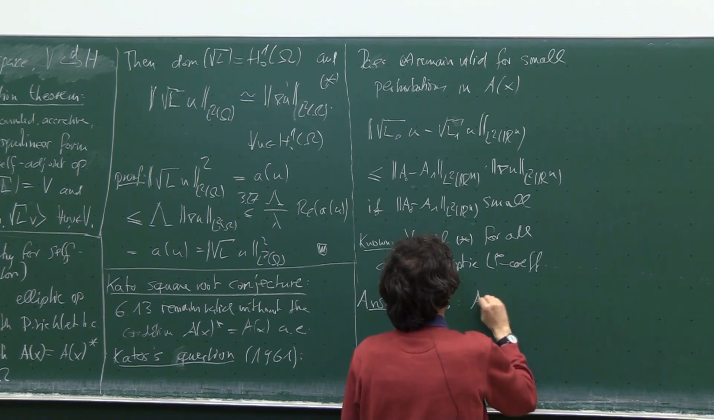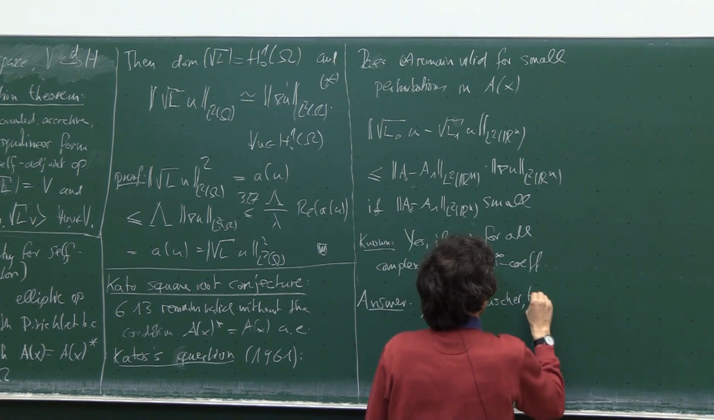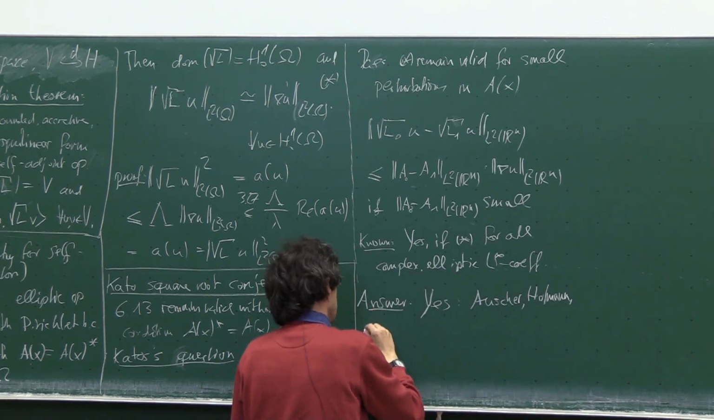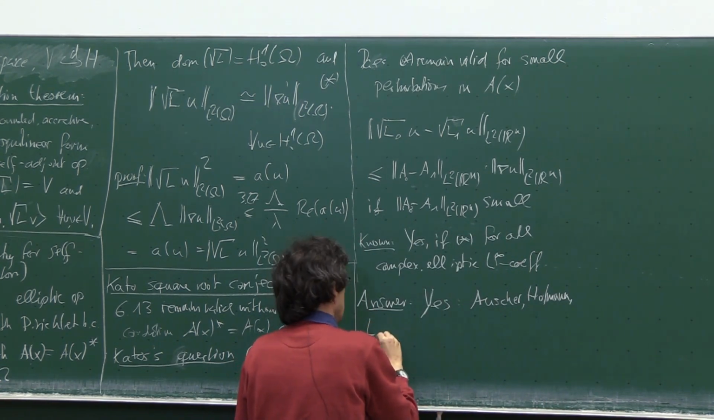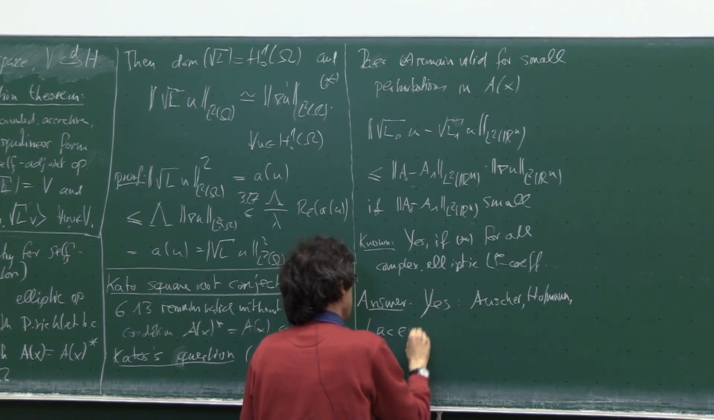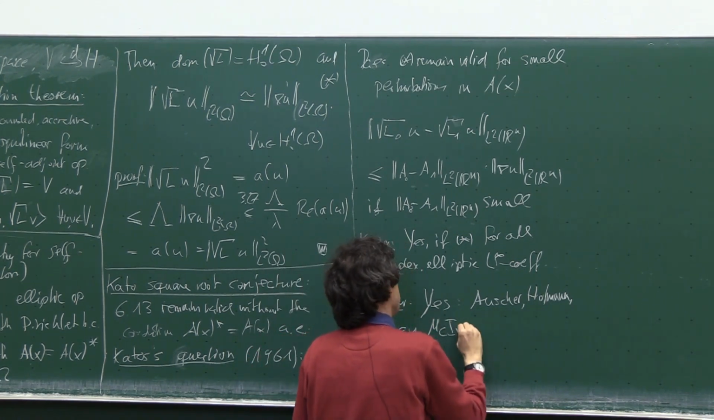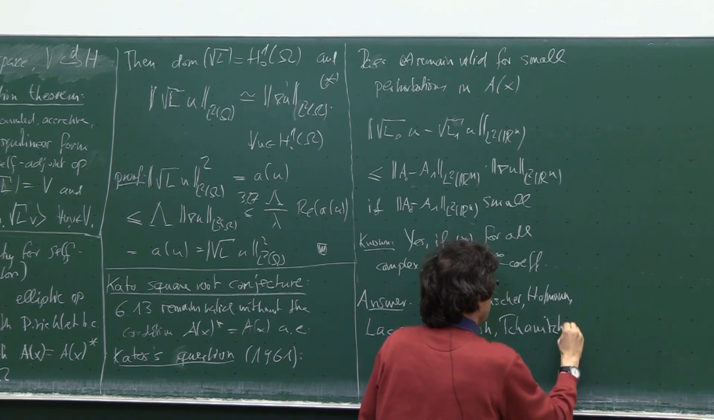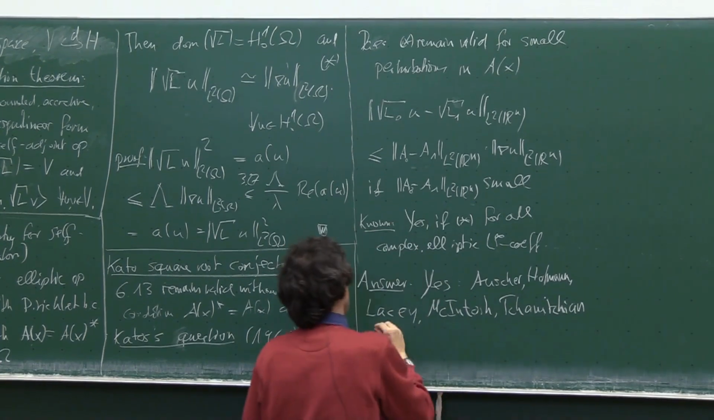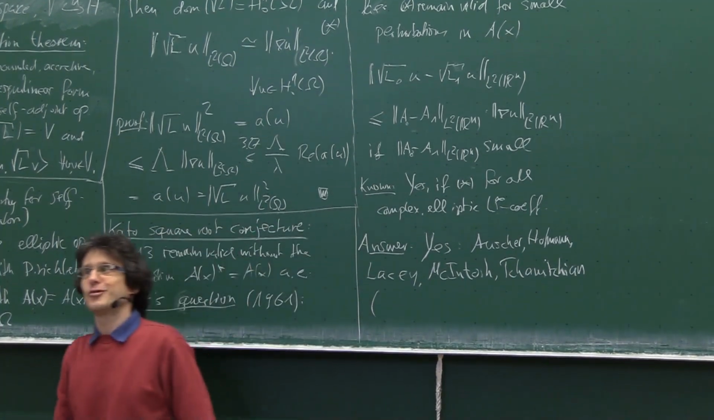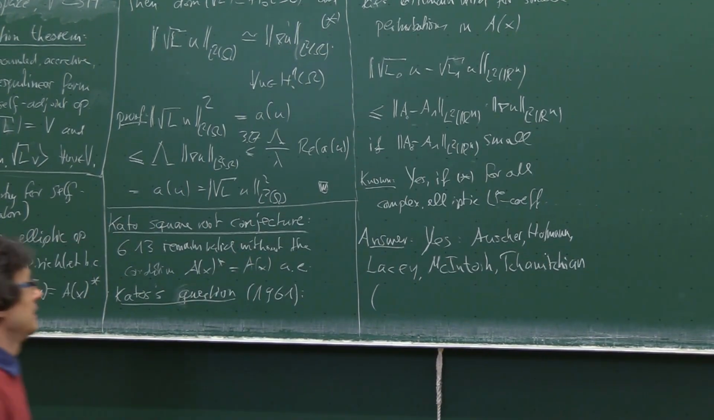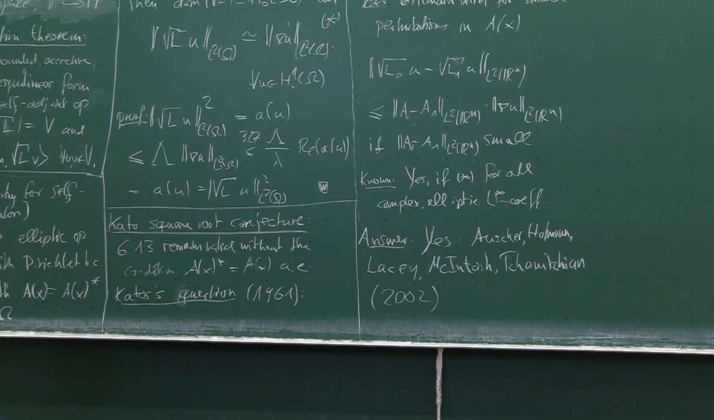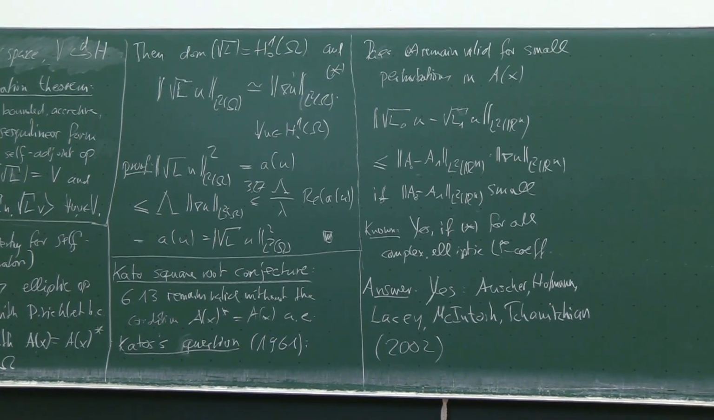And this was proved by five people: Pascal Auscher, Steve Hofmann, Lacey, then McIntosh and Tchamitchian. It was not really a question to give to some PhD student, because these are five really, really big names in harmonic analysis. And it was proved in 2002. So it was 41 years, more or less, yes?